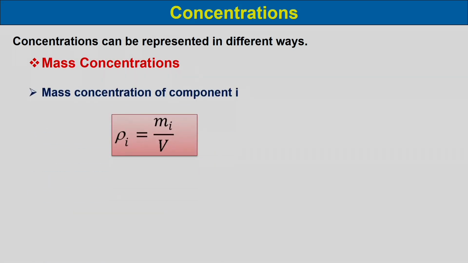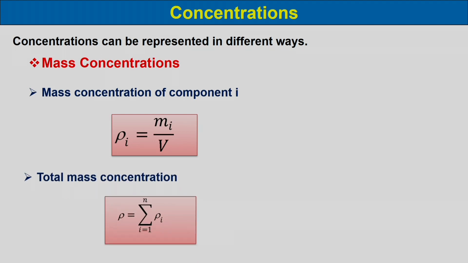Now, we have to understand the different concentration terms which we use for calculation in diffusion mass transfer. One of them is the mass concentration. The mass concentration for a component i is defined as rho i equals Mi by V, where Mi is the mass of that component and V is the volume. So, Mi by V is the mass concentration.